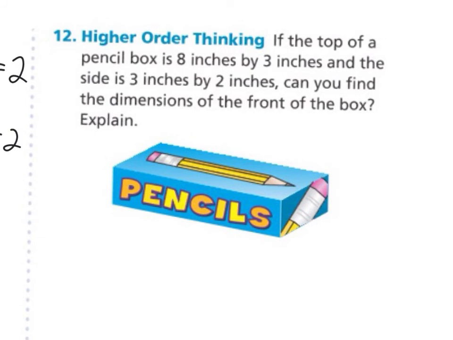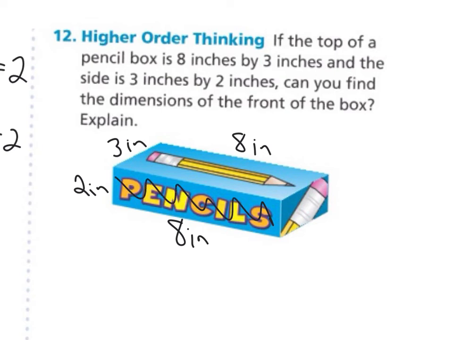Number 12, if the top of a pencil box is 8 inches by 3 inches, and the side is 3 inches by 2 inches, can you find the dimensions of the front of the box? And the answer is yes. If you look at our numbers and rearrange where they're at, the front of the box would be 2 inches by 8 inches.